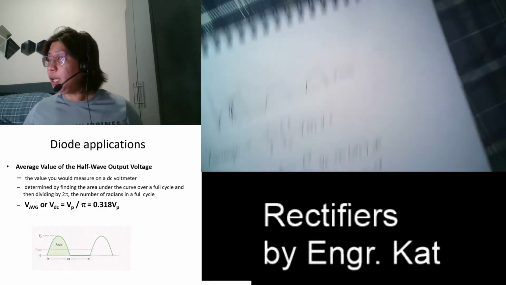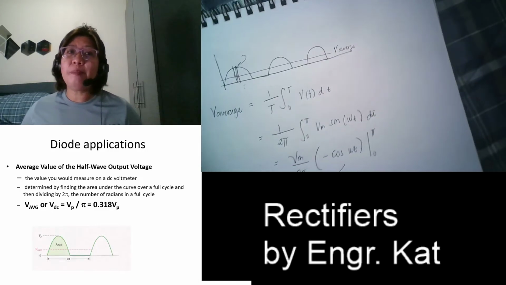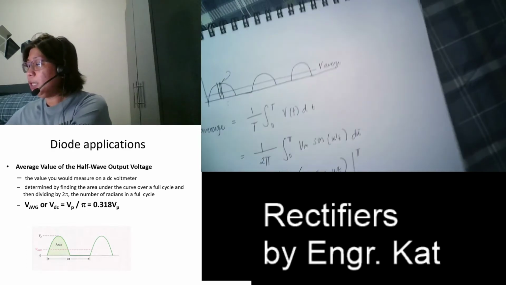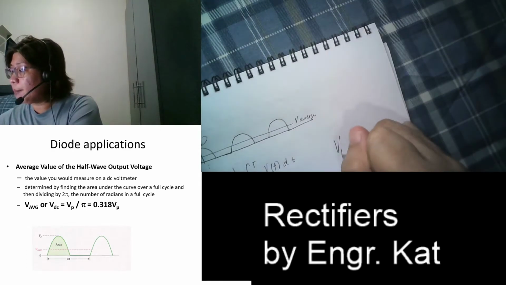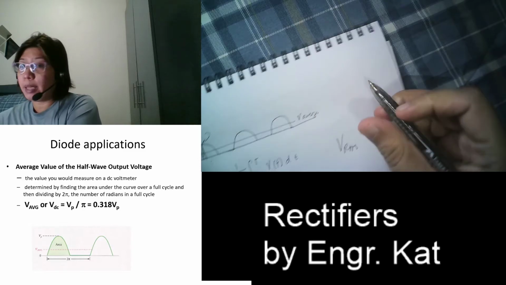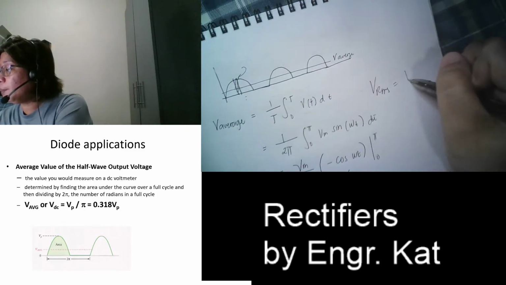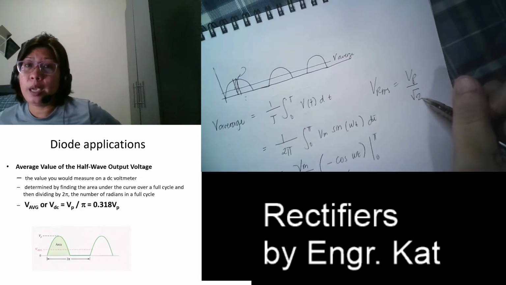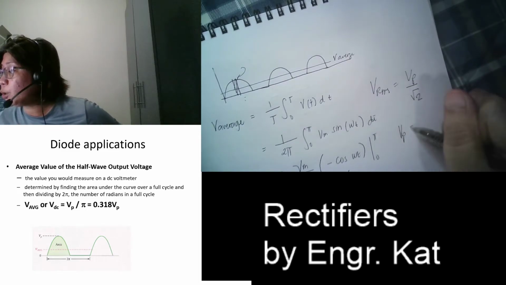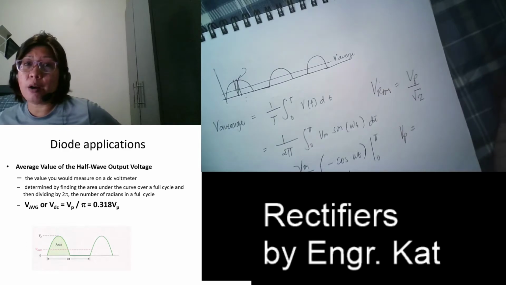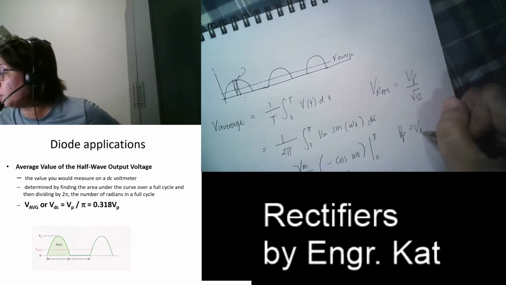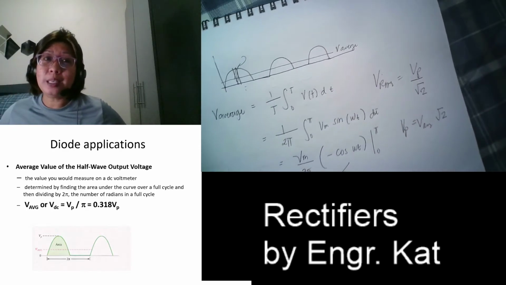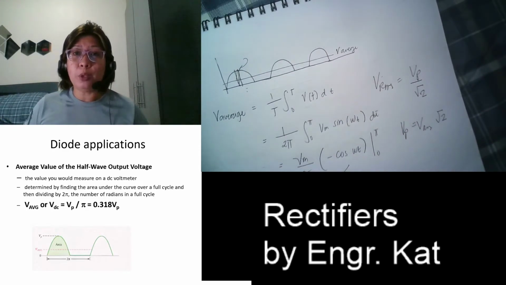Since we're talking about peak voltage and the RMS voltage is given, always remember that your VRMS, the voltage RMS, is equivalent to the peak voltage divided by the square root of 2. So if you need to solve for the peak voltage given the RMS voltage, it is equivalent to VRMS multiplied by the square root of 2. So that is our relationship between the two.